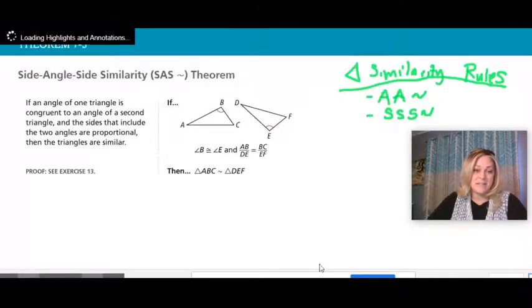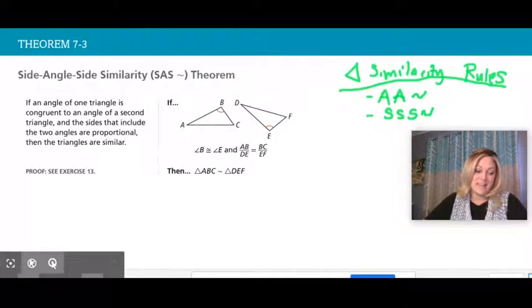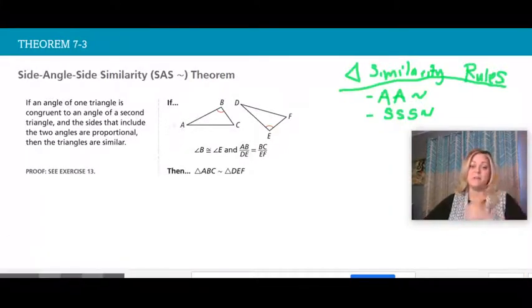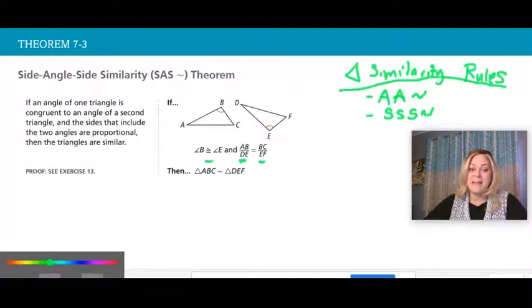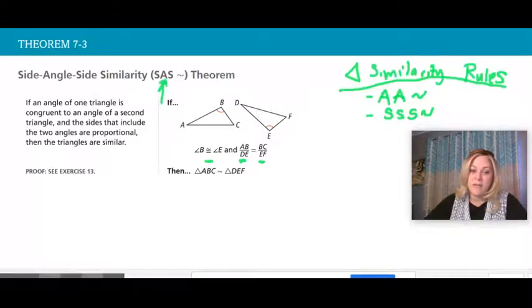And this next one, side-angle-side, is the same idea. From that last example, if you have two sides that are proportional, with the same scale factor, and the angle in between, notice the angle has to be in between. We've talked about that order in the past.